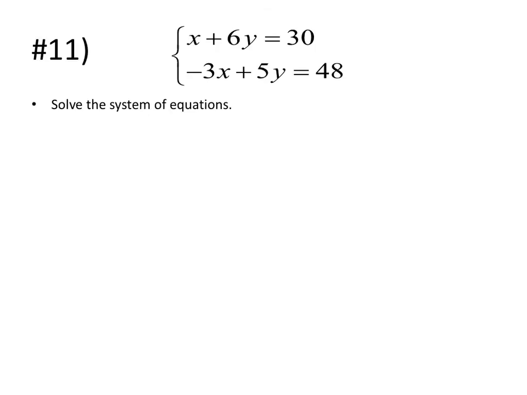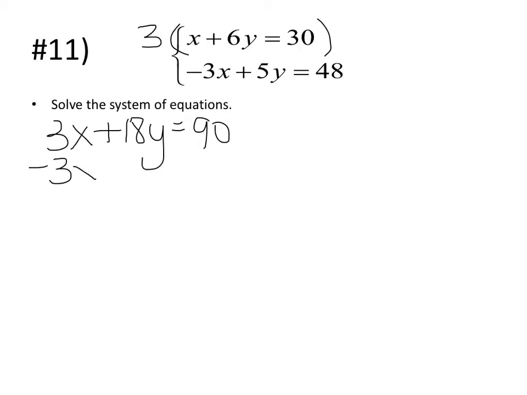Alright, let's do this system. So this looks like an elimination one. Is there anything I can multiply x by to cancel negative 3x? Sure is. If I multiply this top equation by 3, that's going to cancel negative 3x because it's going to give me 3x. So I've got 3x plus 18y is equal to 90. And I'll leave my bottom equation alone.